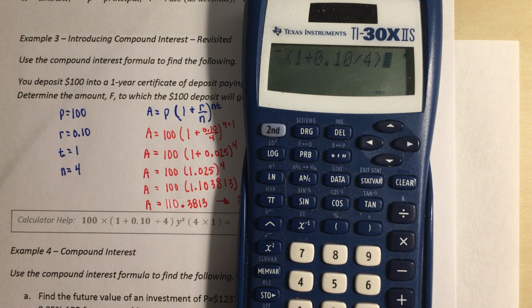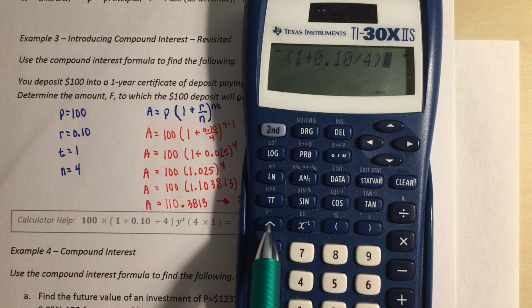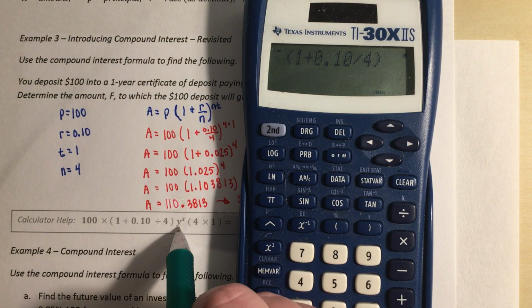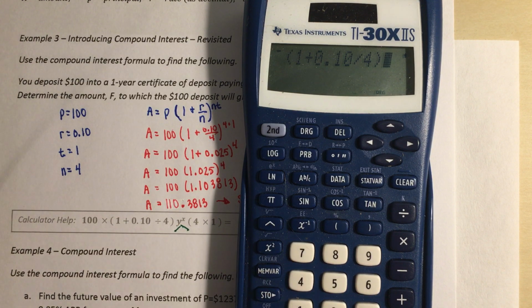And then in some cases, it depends on the type of calculator that we have. We may have a Y to the X button, or in this calculator, we have this little button we call a caret button. This lets us do exponents. So I'm also just going to make a little note here that our Y to the X button is more often seen as a caret button.